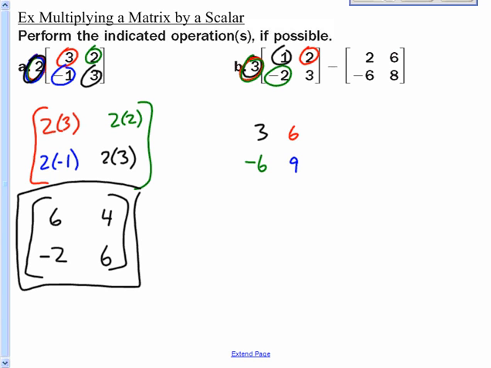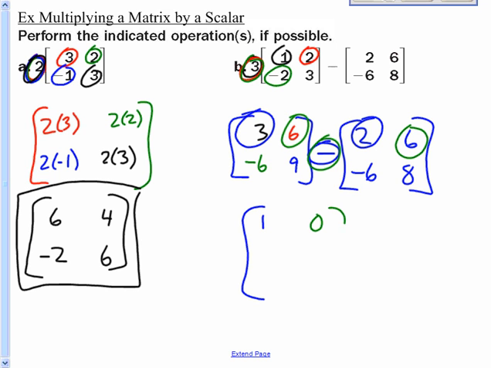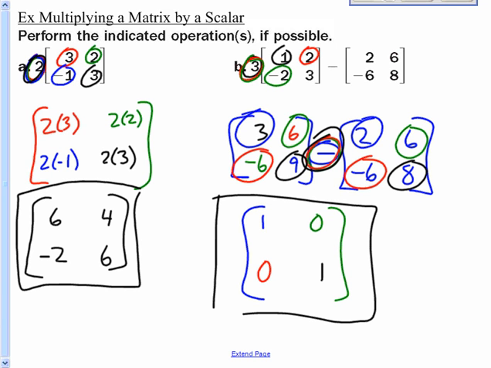Okay, so you'll follow your order of operations. We're going to do the multiplication before we do the subtraction. Okay, now we do the subtraction. 3 minus 2 is 1. 6 minus 6, 0. -6 minus a -6 is -6 plus 6, so 0. And finally, 9 minus the 8 is 1. And there it is, 1, 0, 0, 1, the identity matrix for a 2 by 2.